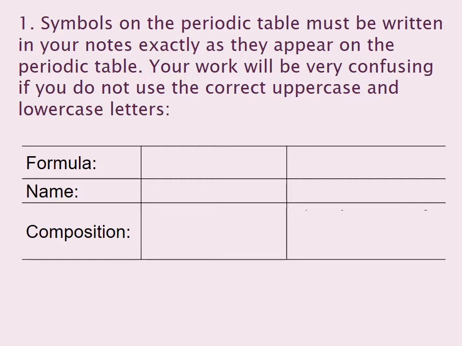Symbols on the periodic table must be written in your notes exactly as they appear on the periodic table. Your work will be very confusing if you do not use the correct uppercase and lowercase letters. For example, if you write capital C, small o, that is called cobalt. You have one cobalt atom.